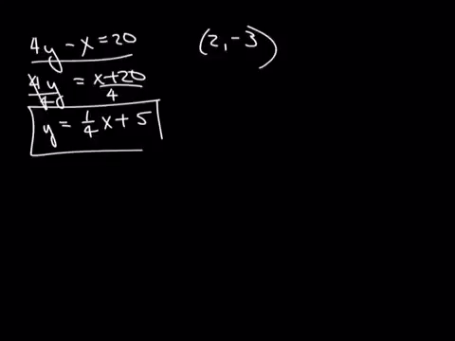There's our equation in slope-intercept form. Alright, so we're supposed to write an equation of the line parallel and then one perpendicular that goes through the point (2, -3). So we're trying to find a parallel line that goes through the point (2, -3). Because it's parallel, it's going to have the same slope right here and a different y-intercept.